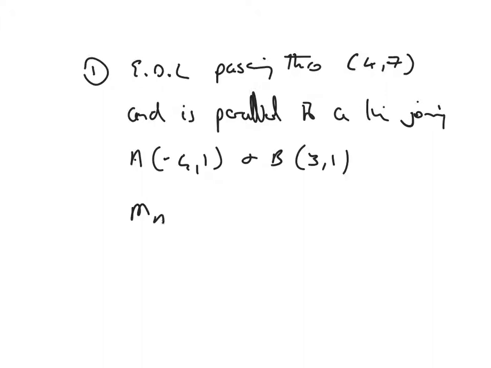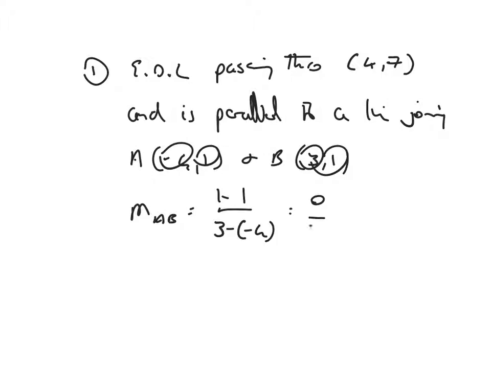Well, let's first of all find the gradient of the line AB, so that's y2 minus y1 over x2 minus x1, so that's 1 minus 1 over 3 minus minus 4. That's 0 over 7, which is 0. Our line is parallel, so its gradient is also 0. Now, the gradient is 0, which means it's a horizontal line, and the equation would just be y equals. Where does it cut the y-axis? Well, check the y-coordinate, and that will tell us y equals 7, and that's it. That's the equation of the line, y equals 7.